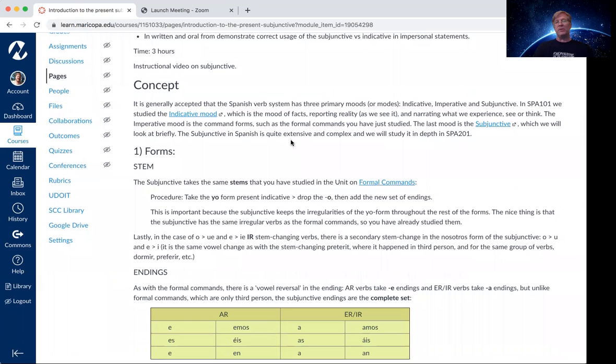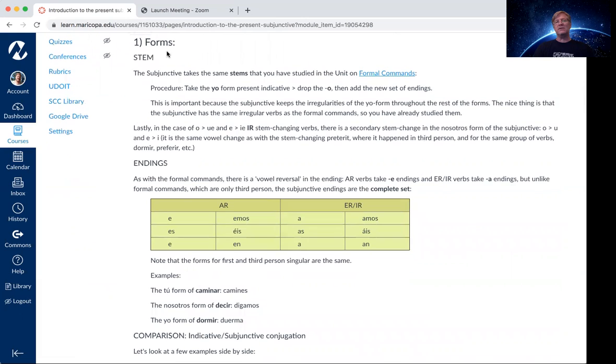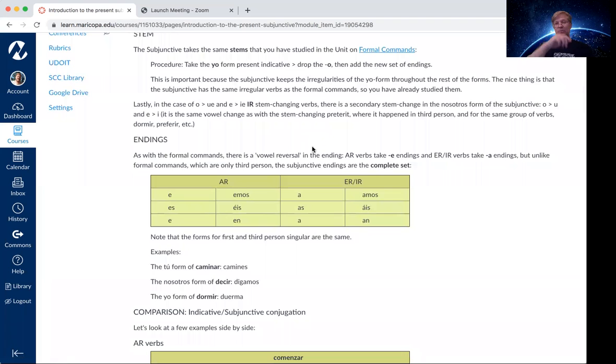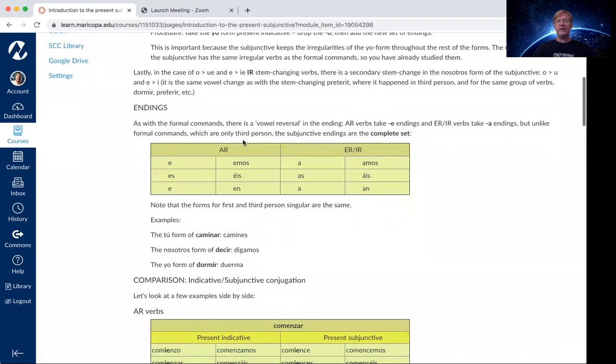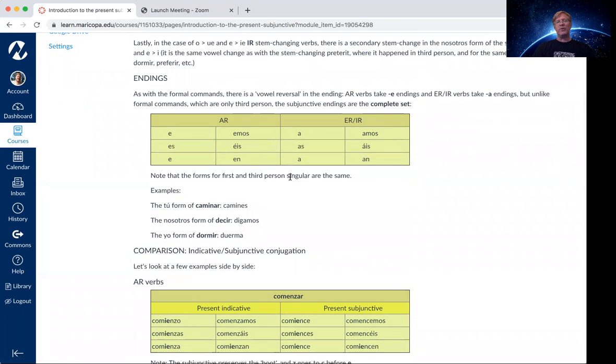So you can read a little bit about what a mood is, and the forms are similar to the formal commands. That is, the procedure for getting the first form, the yo form, is the same as with the formal commands that we just studied in the previous unit. The only difference, of course, in terms of forms, is that the subjunctive has all 6 endings. If you remember, the commands had only third-person endings.